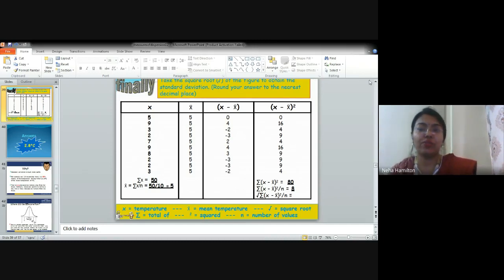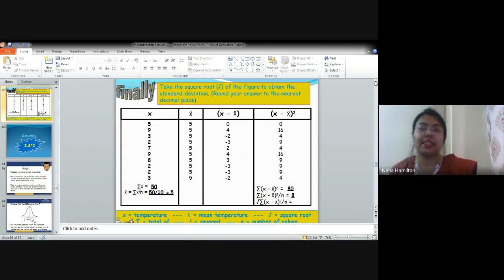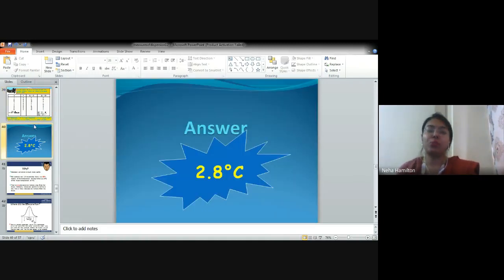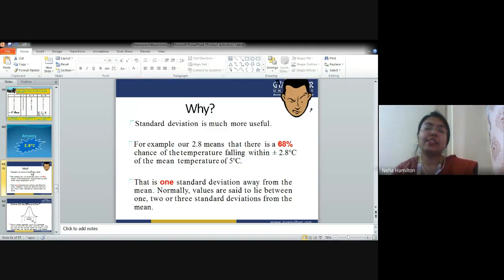Take the square root of the figures to obtain the standard deviation. Round your answer to the nearest decimal, right? So when you are taking the square root of this and rounding your answer, you are getting the number as 2.8. So 2.8 is the standard deviation. Now, how to decode this 2.8? Let us understand nicely, right? This is where we have to begin the standard deviation.